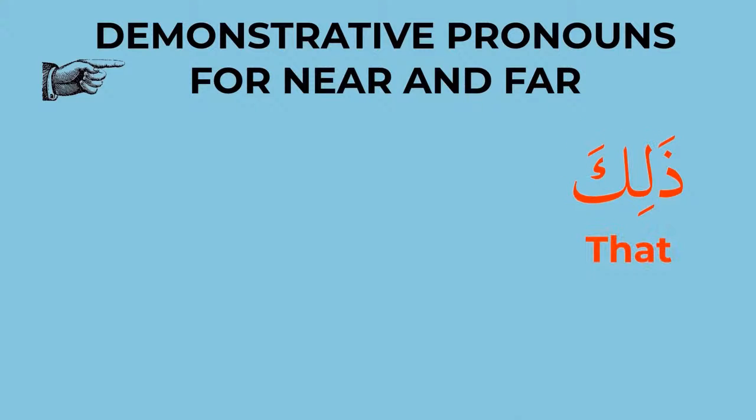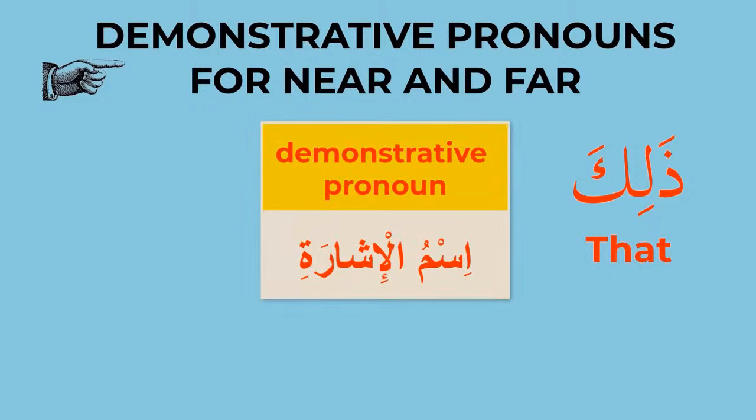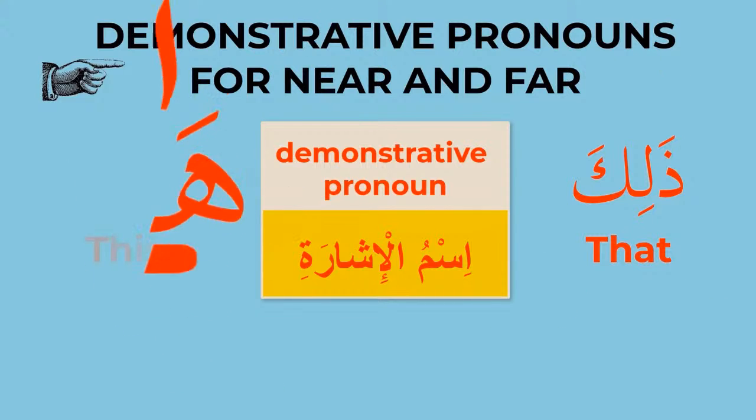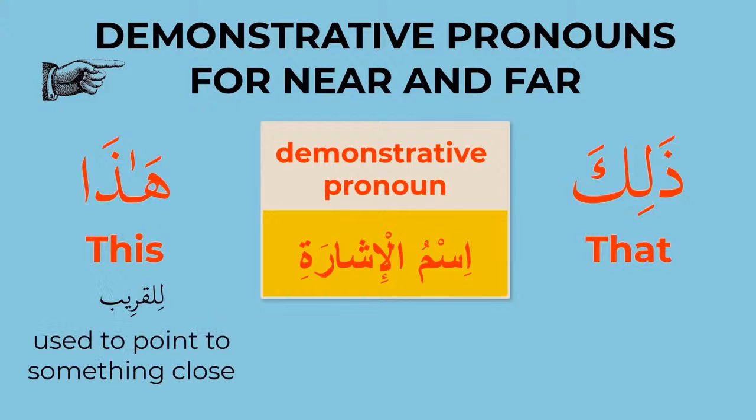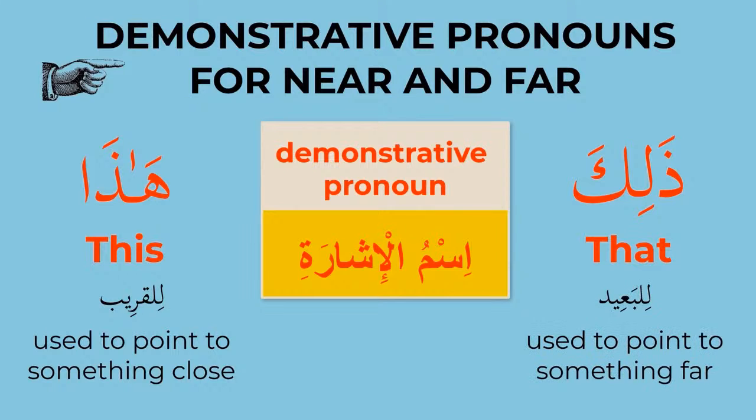Now we come to Thalika. It's a pronoun. What kind of a pronoun? Demonstrative pronoun. And what do we call in Arabic? Ismu ishara. Okay. Now what is the difference between this and that? If both are demonstrative pronouns, in Arabic we'll say Hatha ismul ishara lil kareem, for something that is closer. And Thalika ismul ishara lil ba'id, for far things.